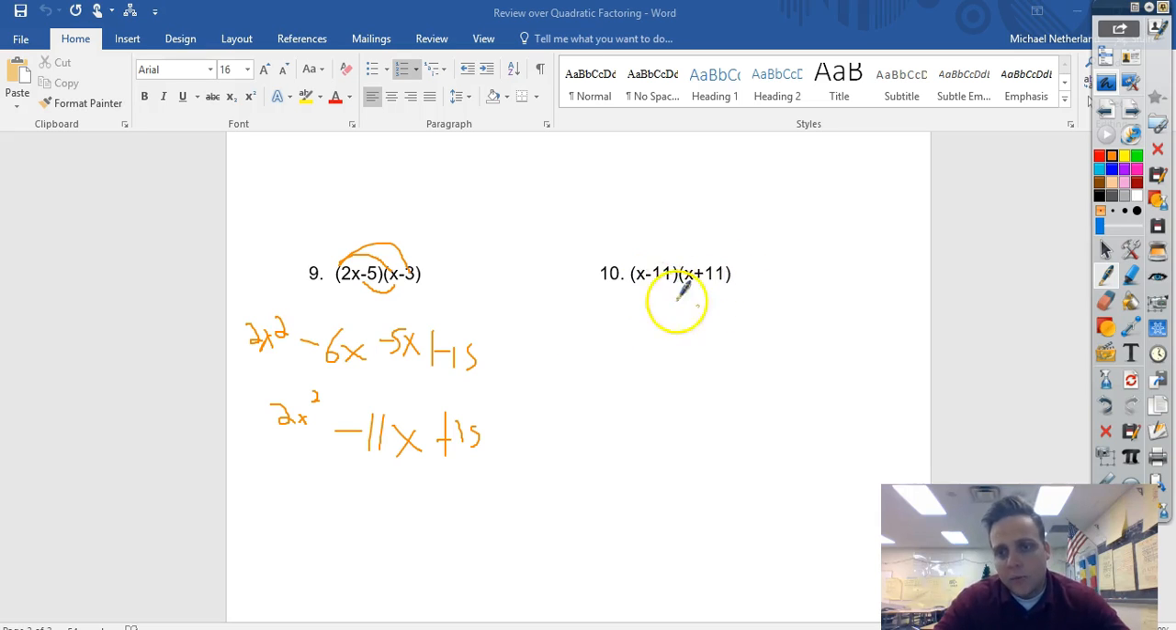Alright, try number 10 on your own. Hopefully you just finished number 10. You're like, this is a piece of cake. This is easy breezy. You just kind of multiply. So that's a negative 11x now. Minus 121. I got the 121 by multiplying the negative 11 and the positive 11. And you notice the middle two terms are the same number but different signs. Therefore, they cancel each other out. And I can say x squared minus 121.